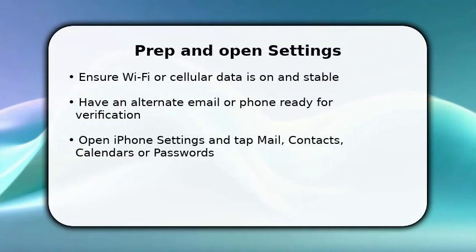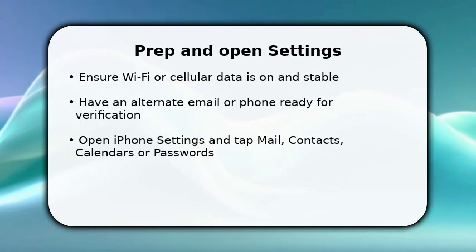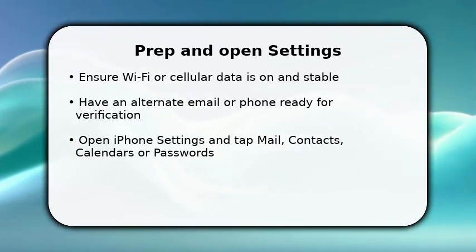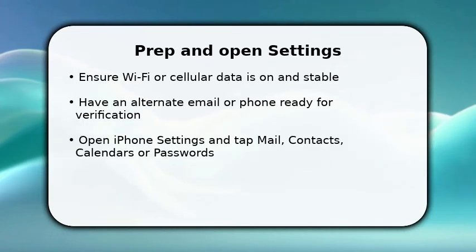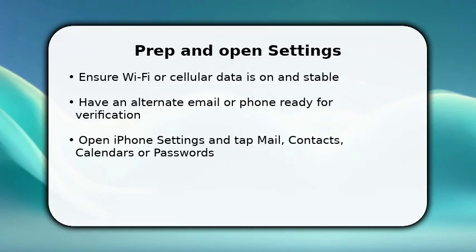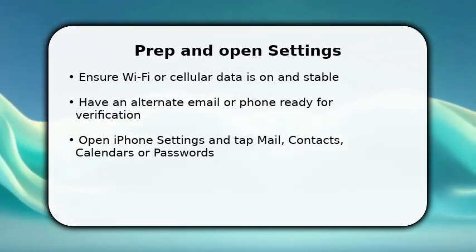You're ready to add a Google account now. First, make sure Wi-Fi or cellular is active. Slow networks stall verification. Once connected, you'll need an alternate email or phone for recovery. Keep it nearby. Open Settings and scroll to Passwords and Accounts, or Mail, depending on your iOS version. This is where iPhone links external accounts. Tap Add Account and choose Google to start.